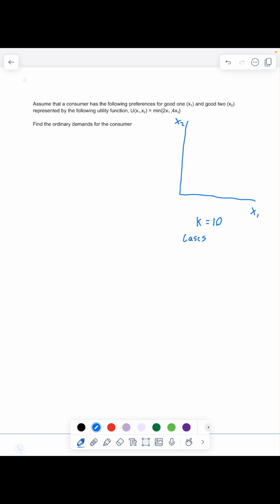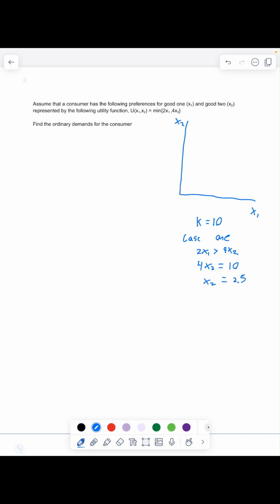So we're going to have two cases for when we're plotting here. Case 1 is going to be when 2x1 is greater than 4x2. In this case, the min function is going to take whichever one is worth less numerically. Our equation tells us that the 4x2 is less, so we can just set that equal to our constant, and then we can find that x2 is equal to 2.5.